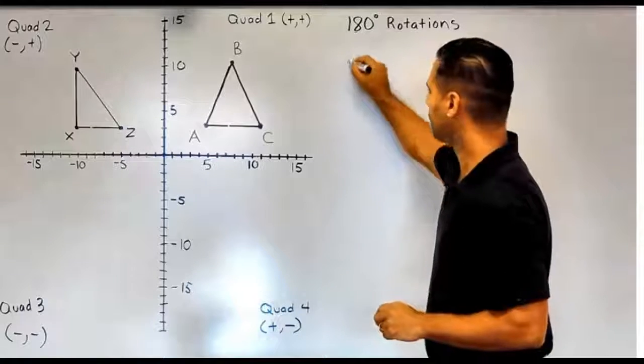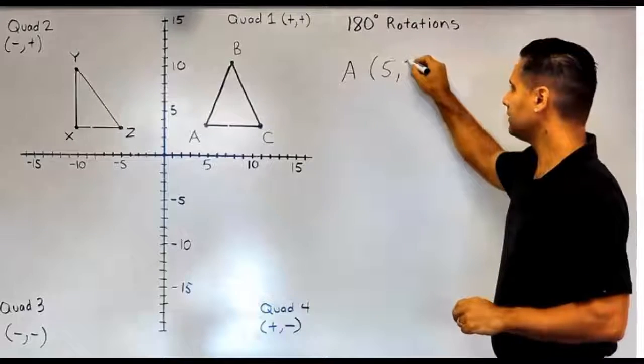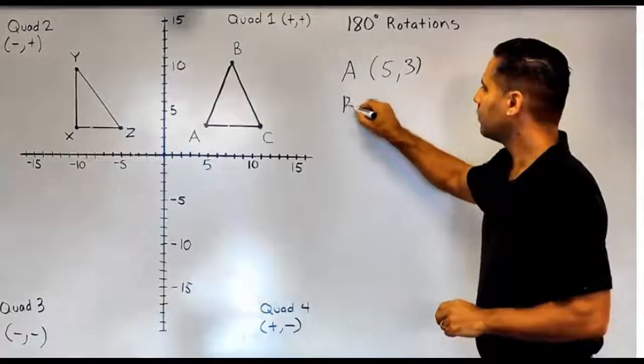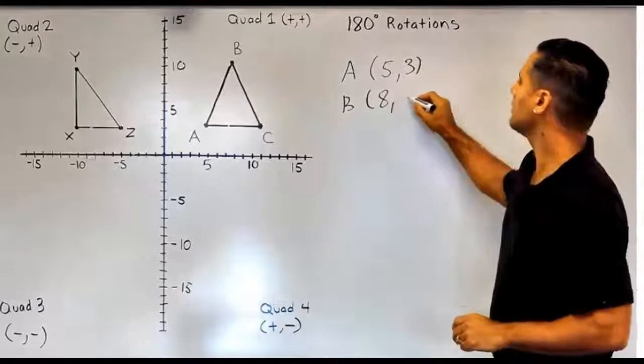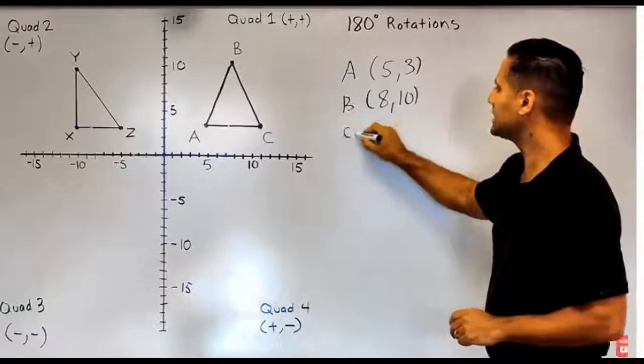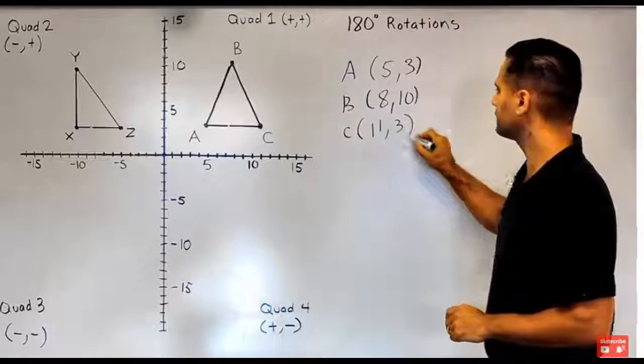Point A is currently located at +5, +3. Point B is currently located at +8, +10. Point C is currently located at +11 and +3.